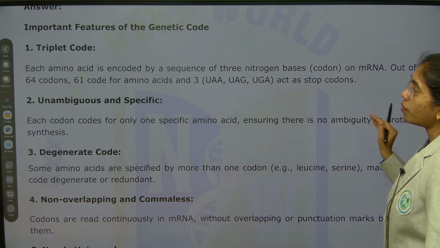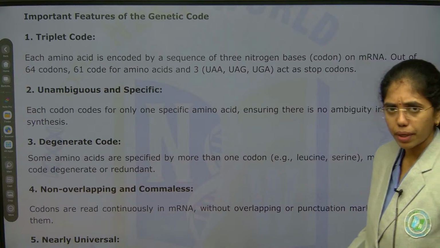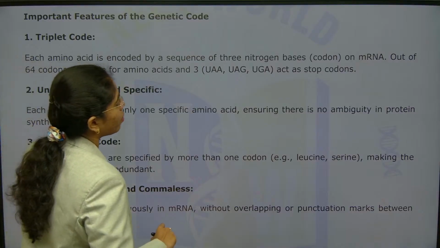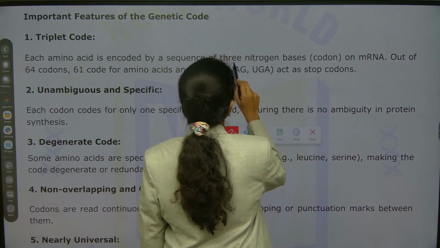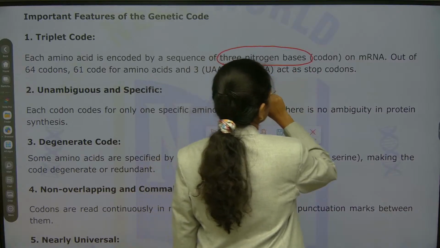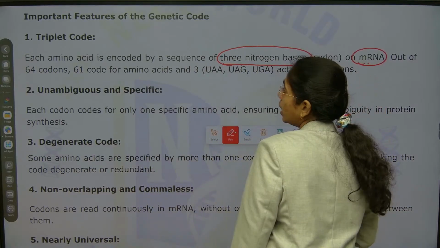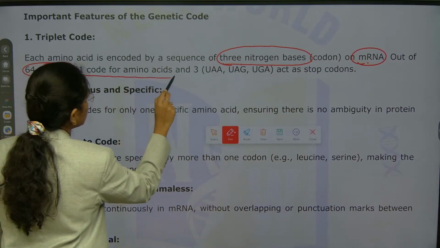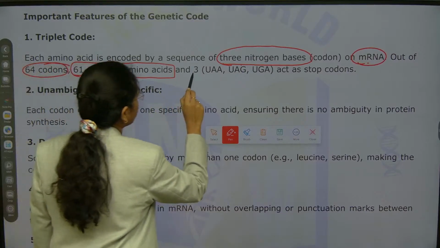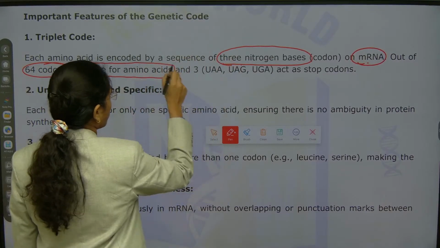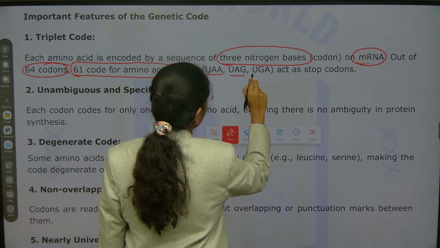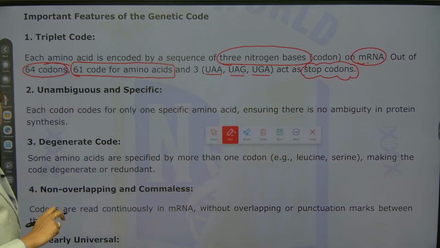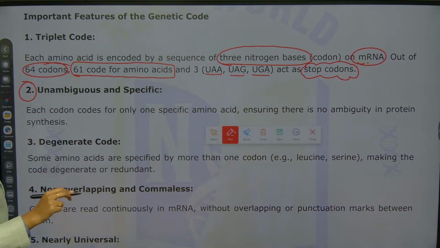The important features of the genetic code include, first, it is a triplet. Each amino acid is encoded by a sequence of triplet nitrogen bases, that is 3 nitrogen bases, a codon on the mRNA. Out of 64 codons, only 61 will code for amino acids and 3 are stop codons, which are UAA, UAG and UGA. These are stop codons.